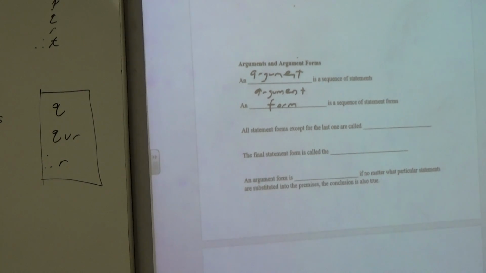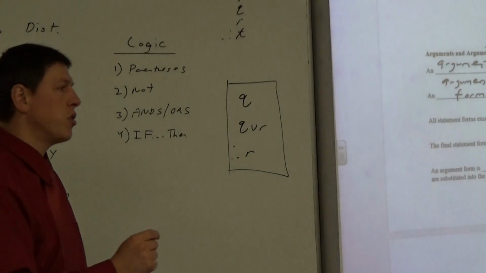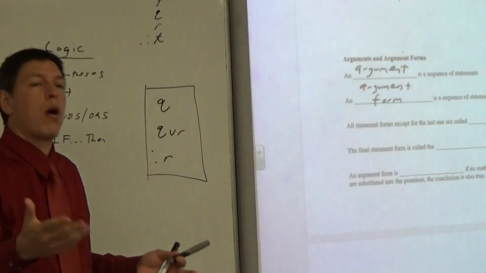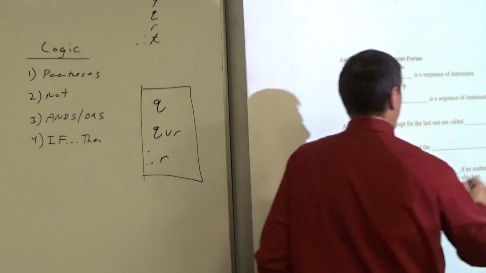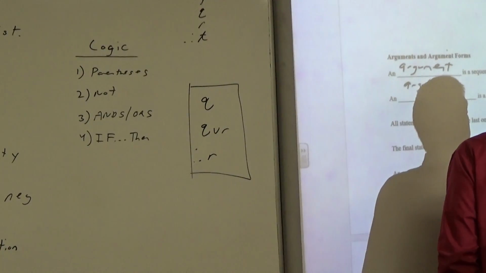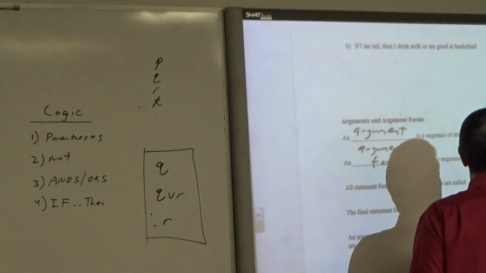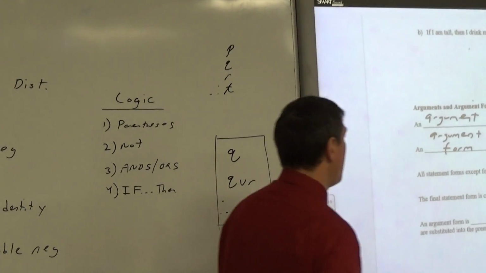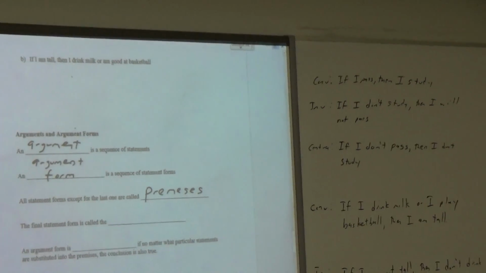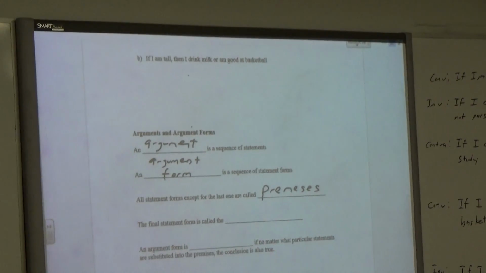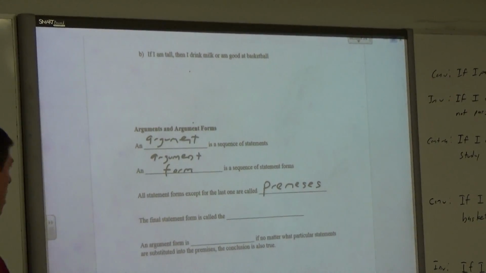All of the forms except for the last one are called the premises. All arguments are based on premises. So, these are the premises. And then the final statement, or the final statement form, is called the conclusion.